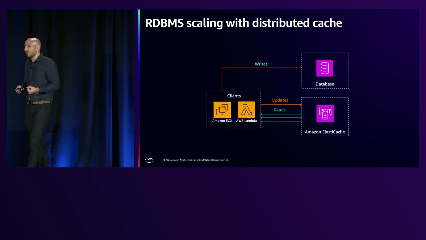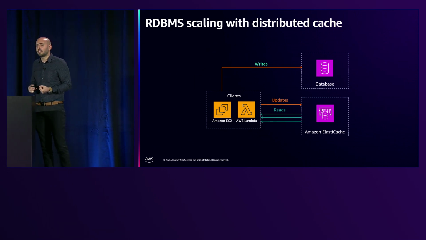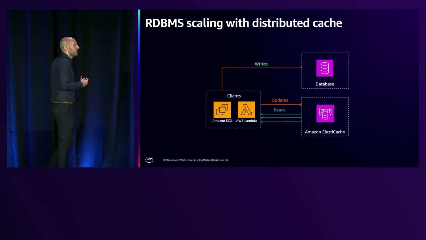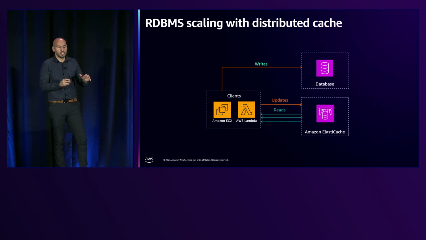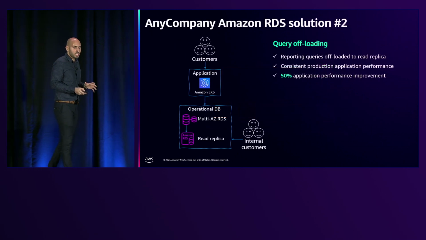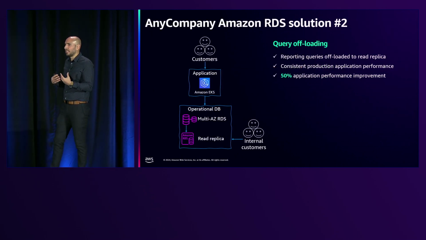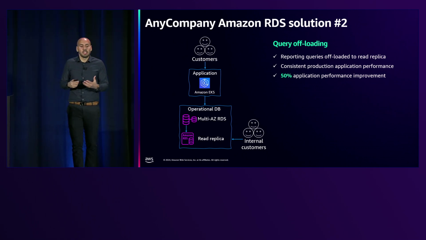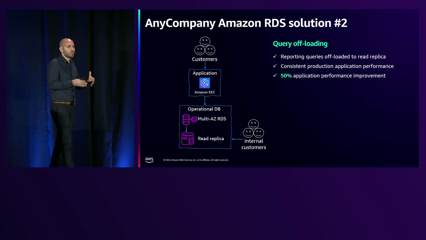However, using Elasticache to cache frequent result sets doesn't meet all use cases and all workloads. There are some situations where you have very unique ad hoc dynamic filters, and in those cases, using Elasticache doesn't necessarily provide the best outcome. So in this specific use case for any company, because most of the reporting queries are dynamic, ad hoc, and based on unique queries, they decided to go with a different route, which is to offload queries using read replica.